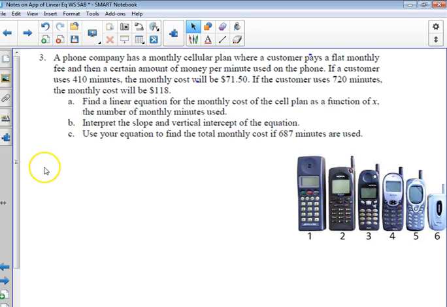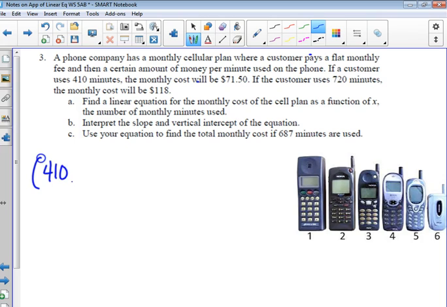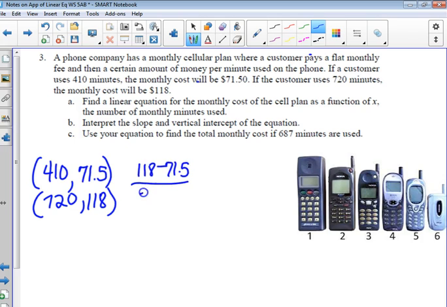That would be the amount per minute, right? So we're going to write ordered pairs. What's the first ordered pair I'm going to write? 410, 71.50. And the second ordered pair is 720 and 118. So the cost per minute is the slope. So it's 118 minus 71.50 over 720 minus 410.